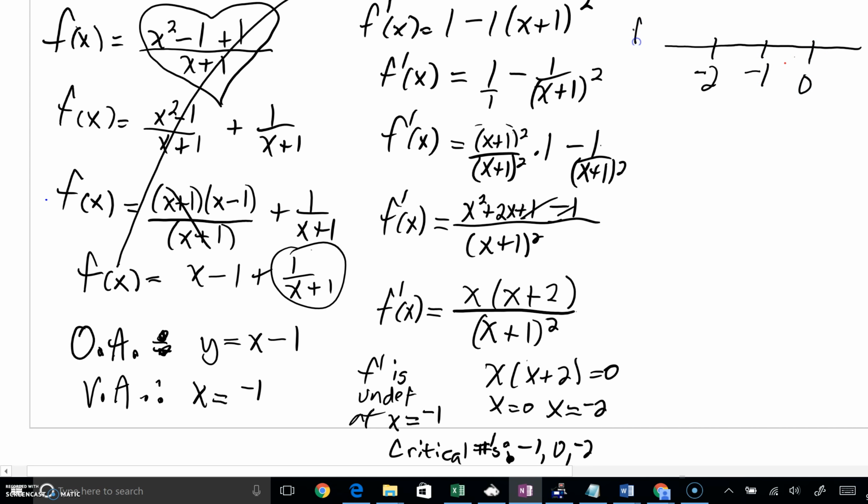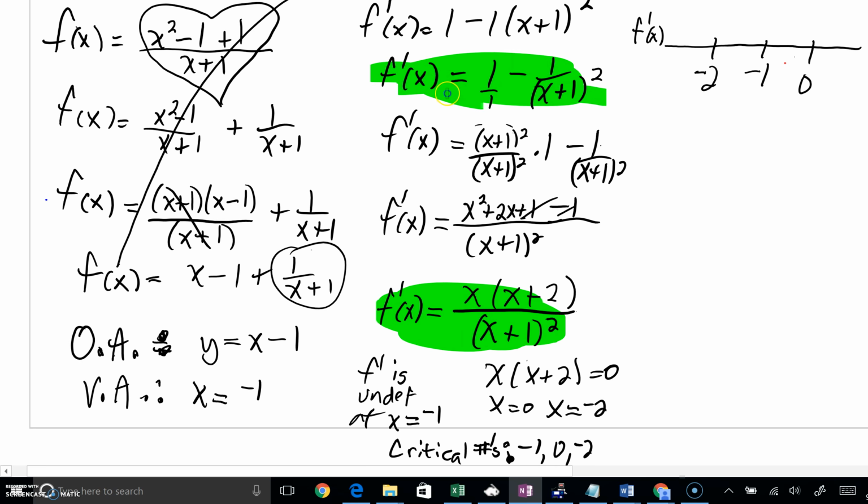And we're going to do the first derivative test. By the way, definitely want to point out to you our first derivative. You could look at it as this formula right here. You could also look at it as this formula right here. They're one and the same. The only difference is one has a unified denominator and the other one does not.